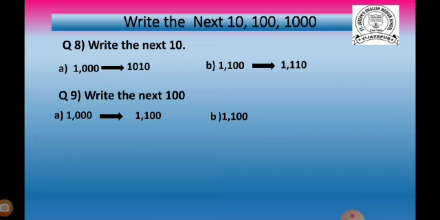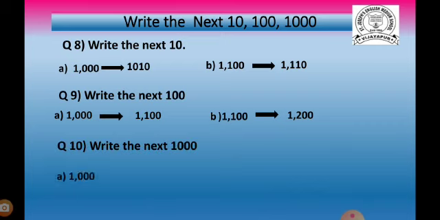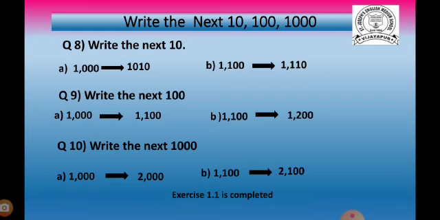Next in question B, the question given is 1100. To this if you add 100, it will become 1200. That is question number 10. Write the next 1000. The given number is 1000. To this we have to add how much? 1000. That will become 2000. Next question B, 1100 is given. To this if you add 1000, this will become 2100. I hope this is the way we have completed our exercise 1.1.